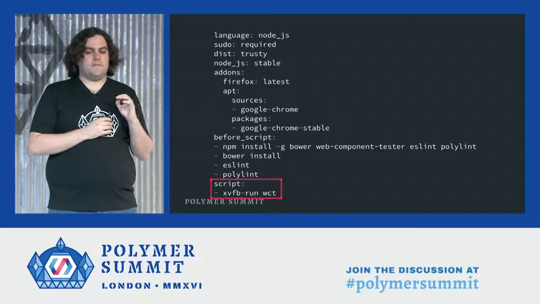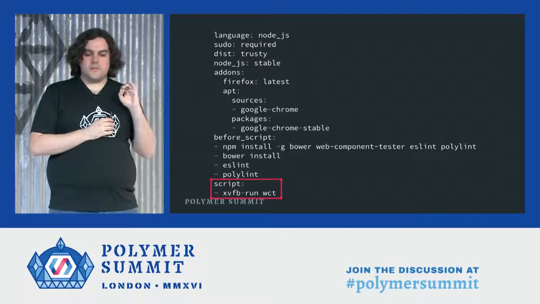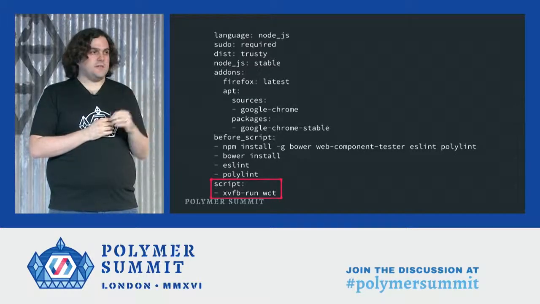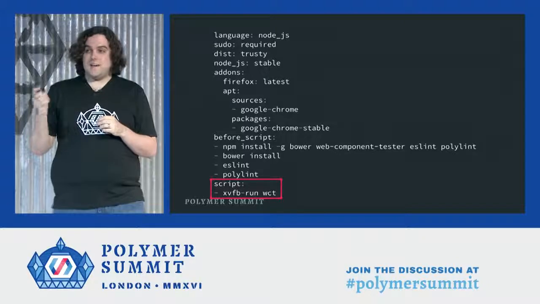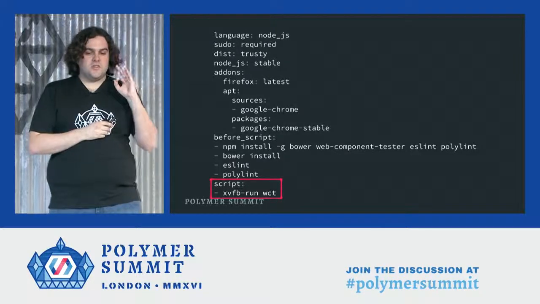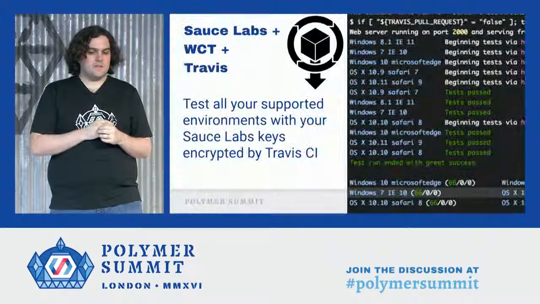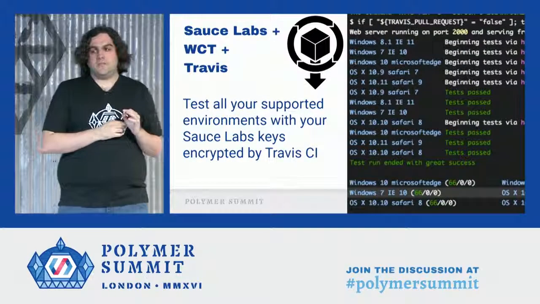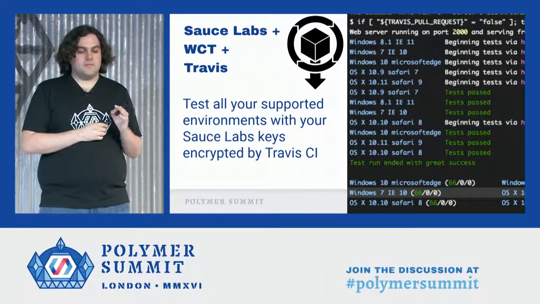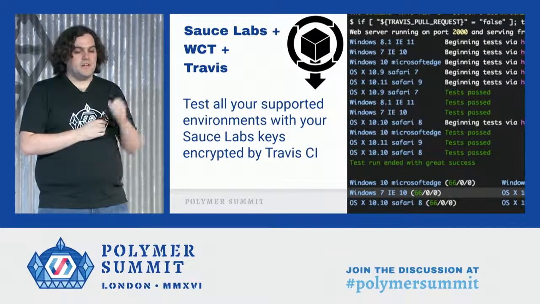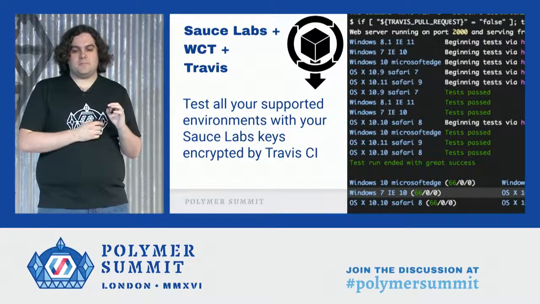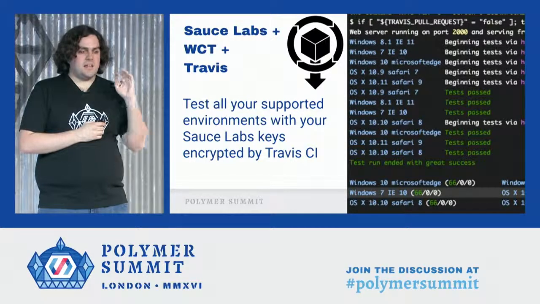If anything fails testing, Travis will mark the run as failed and send an email to the author of the commit. Now, with Travis CI watching, you can be sure no untested code ever hits the repository. But there's one last trick with Travis CI and WCT. Remember I mentioned Sauce Labs earlier. Travis CI can keep an encrypted copy of your Sauce Labs credentials and give those to WCT to test all of your supported browsers on every commit.